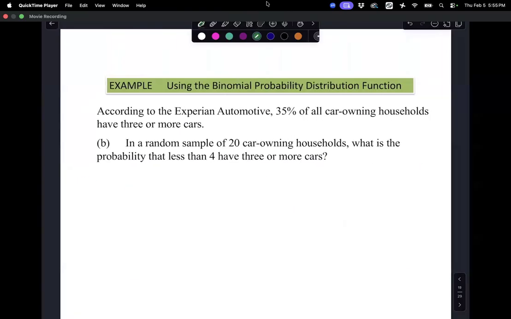Okay. So now we're looking for a random sample of 20 car owning households. We're still at the 20. We want to know the probability that less than four have three or more cars. Less than four means four is not included. We're looking at three or two or one or zero. So four is not included. So the probability that X is less than four is the same thing as the probability that X is less than or equal to three.